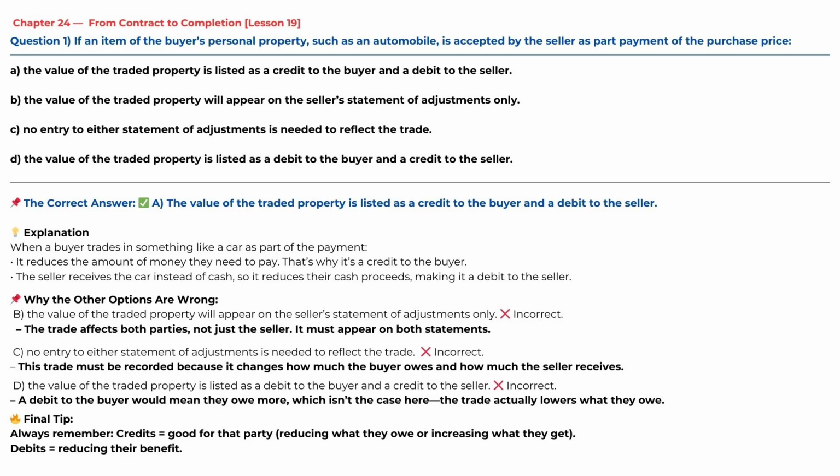D. The value of the traded property is listed as a debit to the buyer and a credit to the seller. Incorrect. A debit to the buyer would mean they owe more, which isn't the case here. The trade actually lowers what they owe. Final tip. Always remember, credits equals good for that party, reducing what they owe or increasing what they get. Debits equals reducing their benefit.